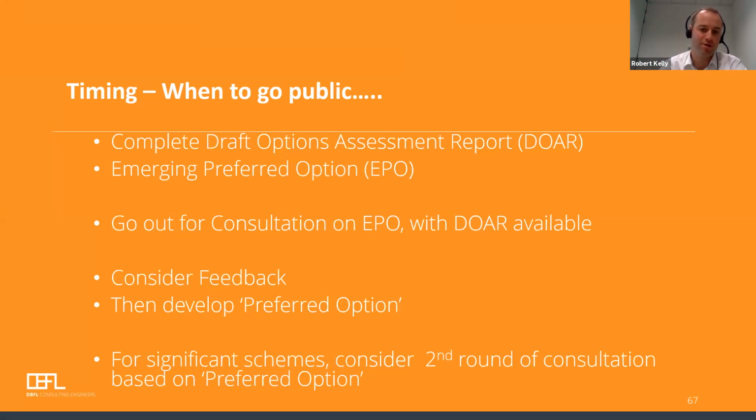You take on board any feedback as part of that consultation process, and then bring that back into the determination of your preferred option. You might consider at that stage a second round of consultation based on that preferred option as well, which is what we've done on the Royal Canal scheme, which I just showed you.